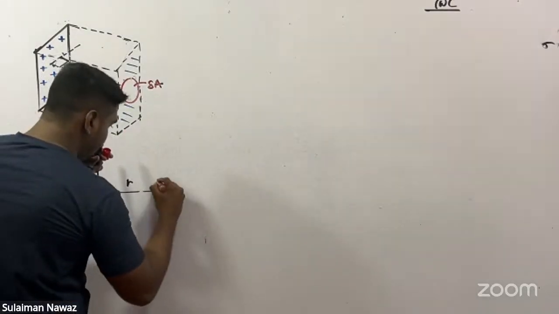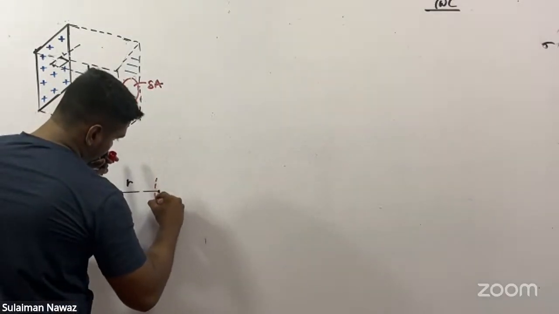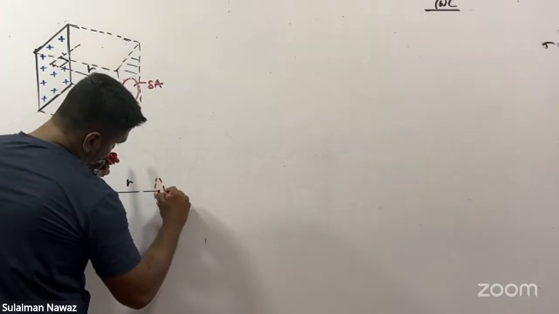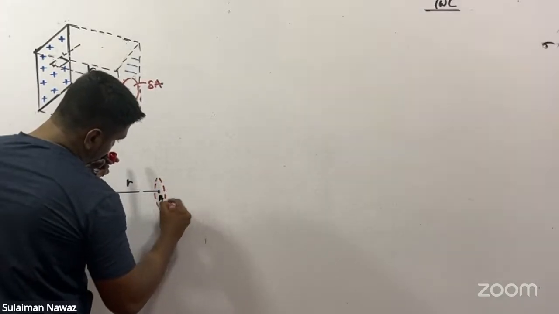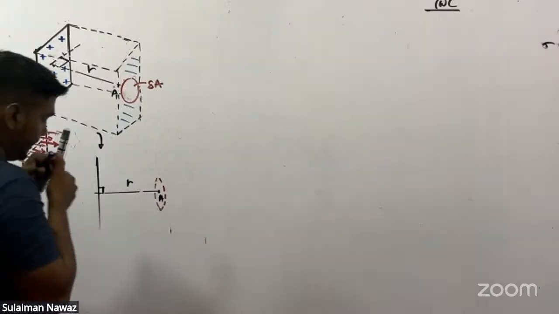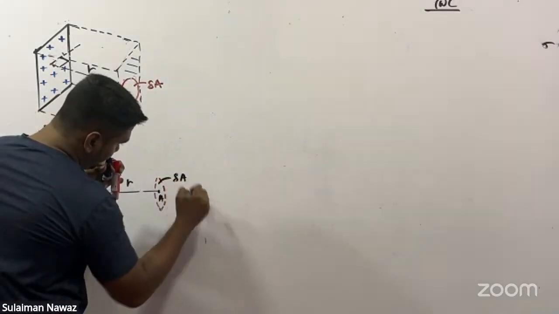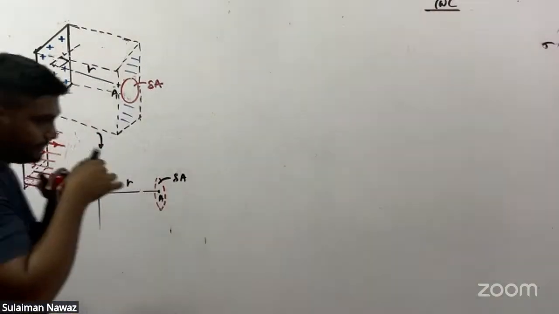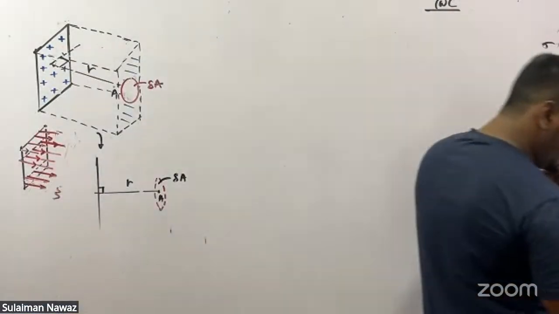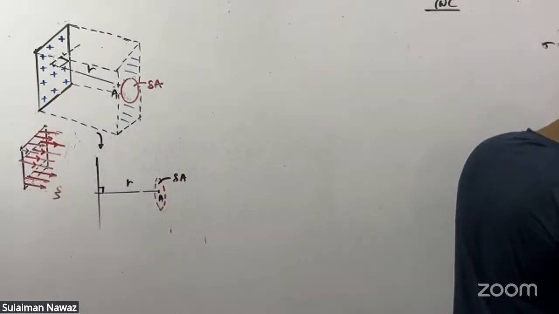This red color area is perpendicular to the electric field lines. This red color area is going to be delta A. Right? Then find the answer.